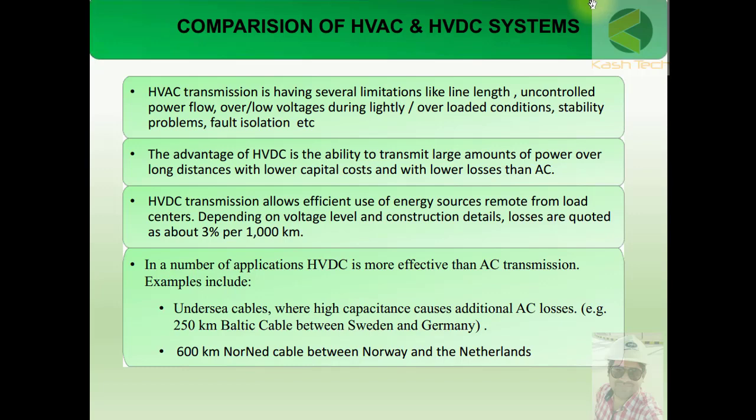An HVDC transmission line allows efficient use of energy sources remote from load centers. Depending on voltage level and construction detail, losses are quoted as about 3% per 1000 kilometers. HVDC has less losses, so that's why it is preferred for long transmission lines. In a number of applications, HVDC is more effective than AC transmission. Examples include undersea cables, where high capacitance causes additional AC losses. For example, the 250 km Baltic cable between Sweden and Germany, and the 600 km NorNed cable between Norway and the Netherlands.